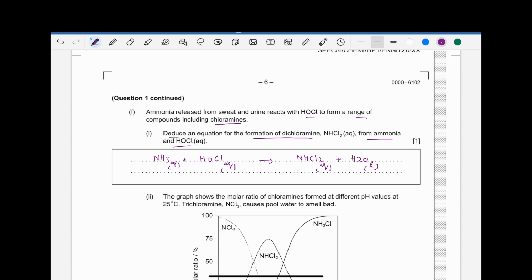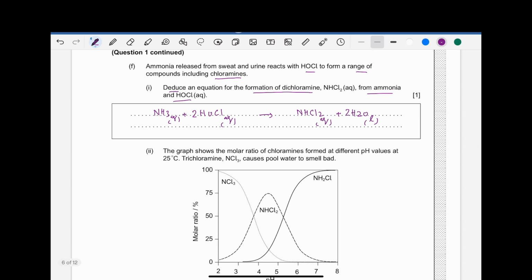We can see we have 2 chlorines. So if we put 2 in front of HOCl, and now we need to balance hydrogen, so 3, and if we put 2 here, so this is a balanced equation.